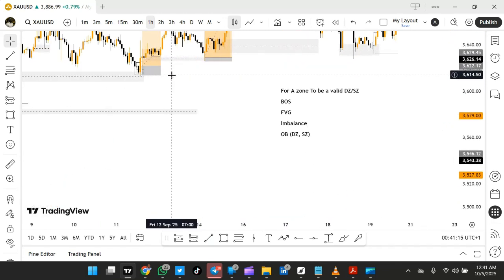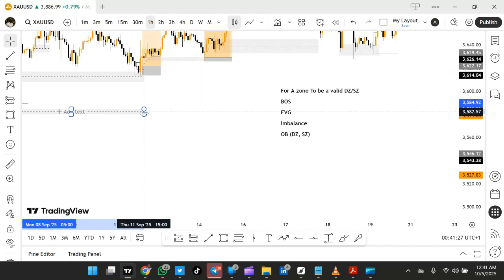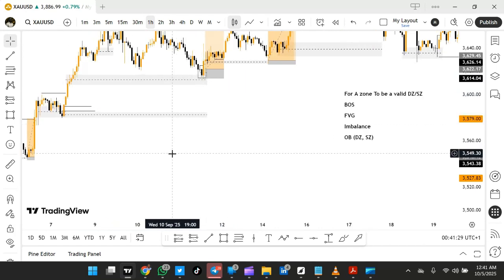So a demand zone is where institutions or the big guys place their buy orders, and a supply zone is where the big guys or institutions place their sell orders. Whereas a support level is where price bounces multiple times, and a resistance zone is where price bounces at the top, resisting at the top multiple times. So there is a difference between the demand zone and the supply zone.